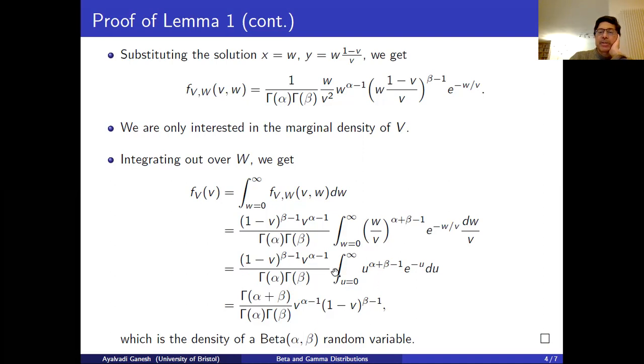Okay, so we get all this, and now you recognize this as the gamma integral. So this is just gamma of alpha plus beta over gamma alpha gamma beta. That's what you get. And then you have all these V terms, which I've rewritten here. So after all the calculation, the density of V is given by this. And now we recognize that this is the beta distribution with parameters alpha and beta. And so we are done. Okay, so that's the proof of the lemma.